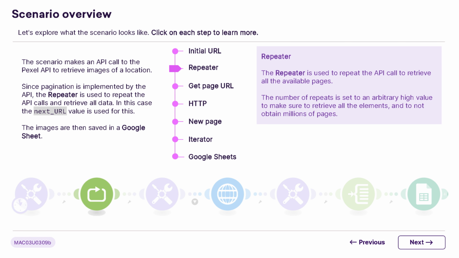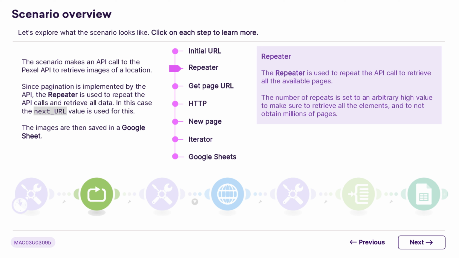In this scenario, you're interacting with the Pexels API to gather images based on a specific location. Because the API uses pagination to handle large sets of data, you'll need a way to make multiple requests to get everything. This is where the repeater comes into play. Think of the repeater as a tool that automates repeated tasks. It's programmed to keep calling the API until all the data is retrieved, using a special variable called next_URL to guide each step.